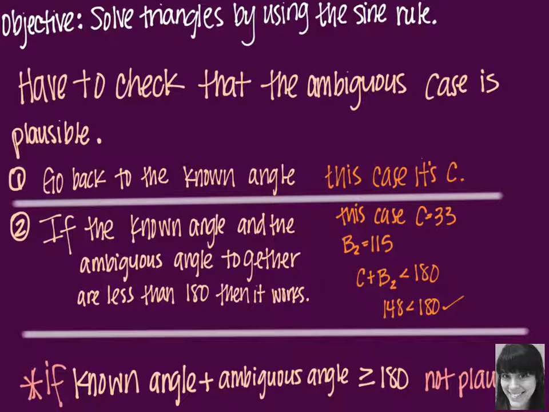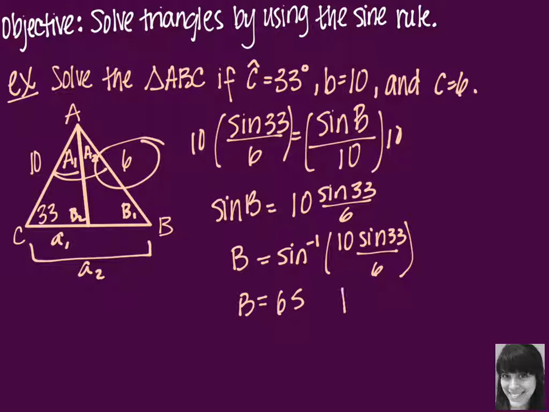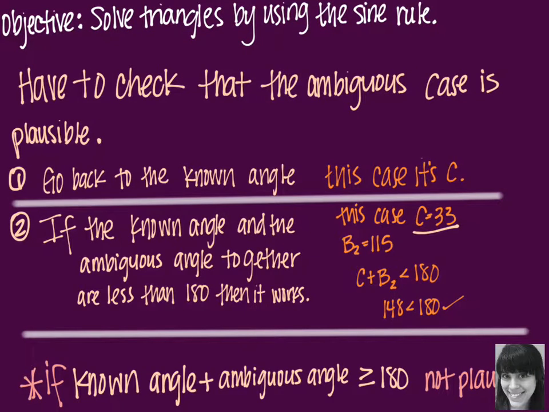So in this case, the known angle, which was given to us, was 33, and the obtuse angle that we find, right? So you subtract 65 from 180, and you get 115, right? So this is the obtuse angle, the ambiguous angle. So we take that, combine them, and if it's less than 180 degrees, which it is, it's 148, then in this case there are two triangles that are possible with the given information.